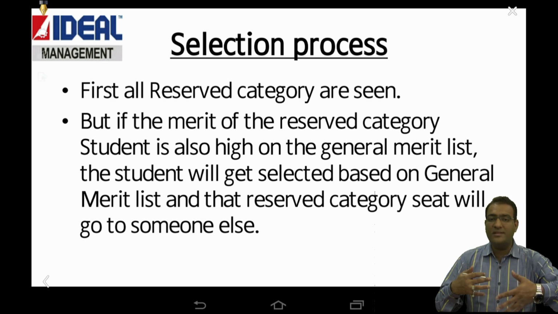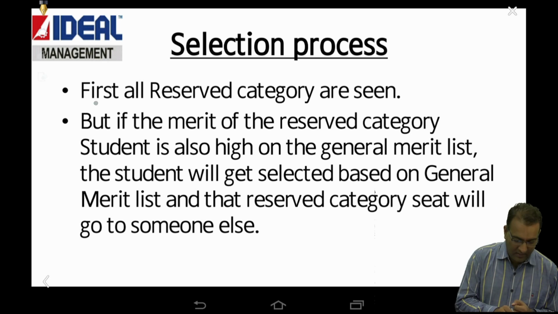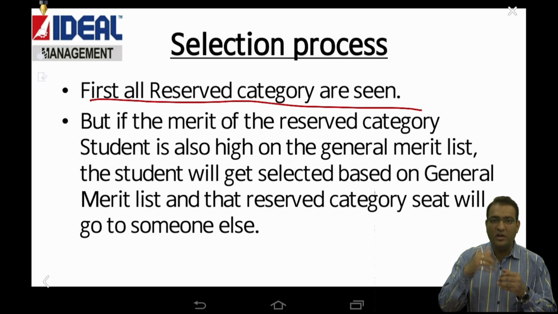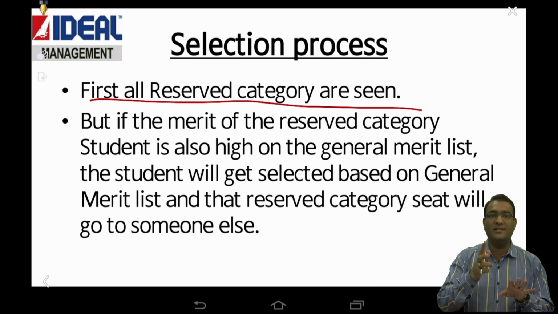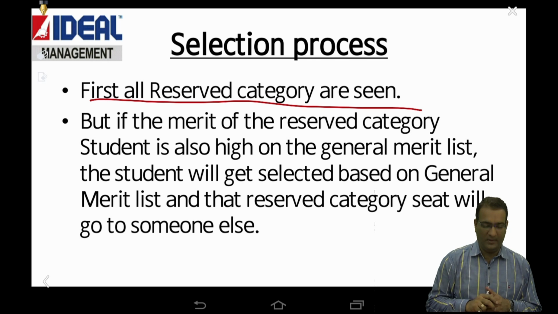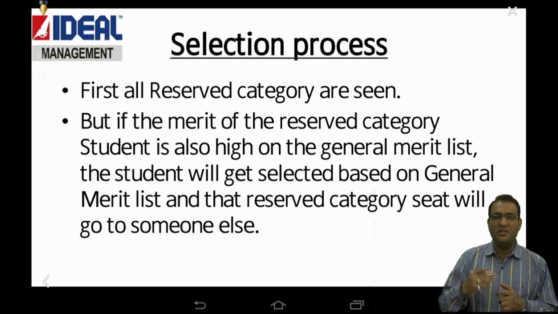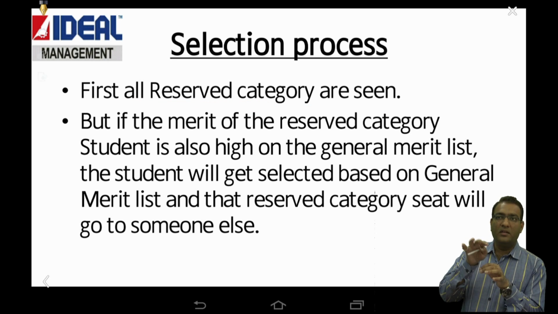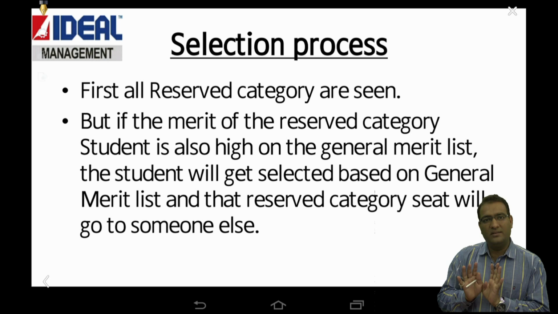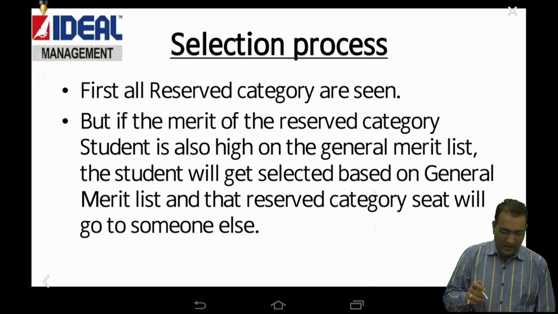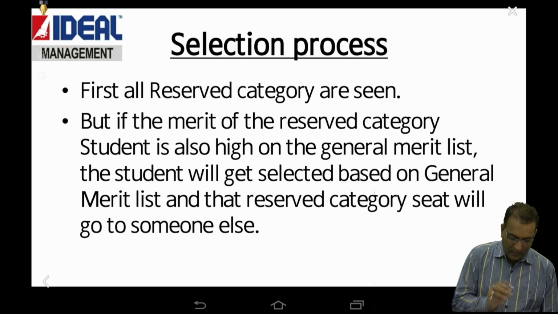Now, how does the system check first? Let's see. What the system does is you fill the option form. How to fill the option form we have still not discussed. I'm just telling you the process, how the system checks it. First, all the reserve categories are seen. So the system will first check all the reserved categories.